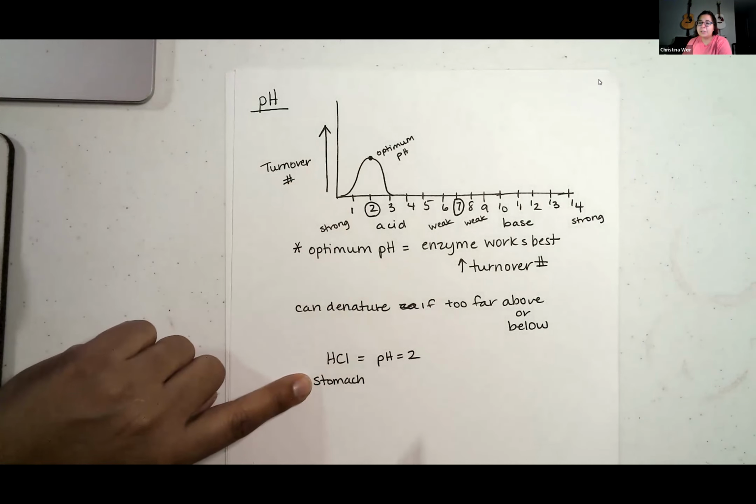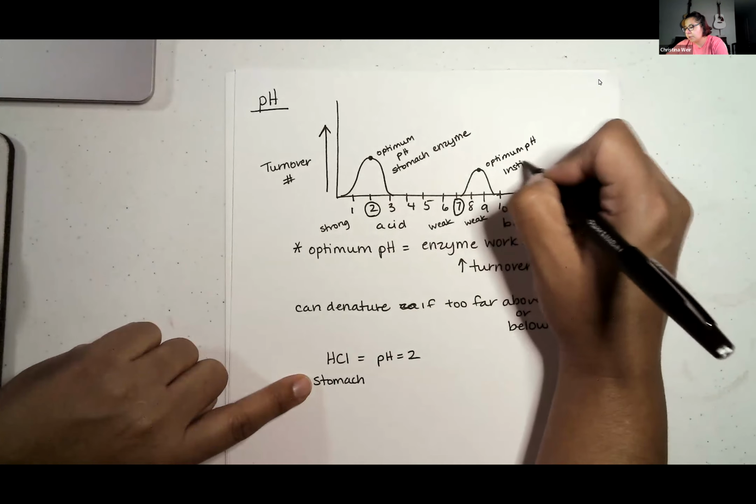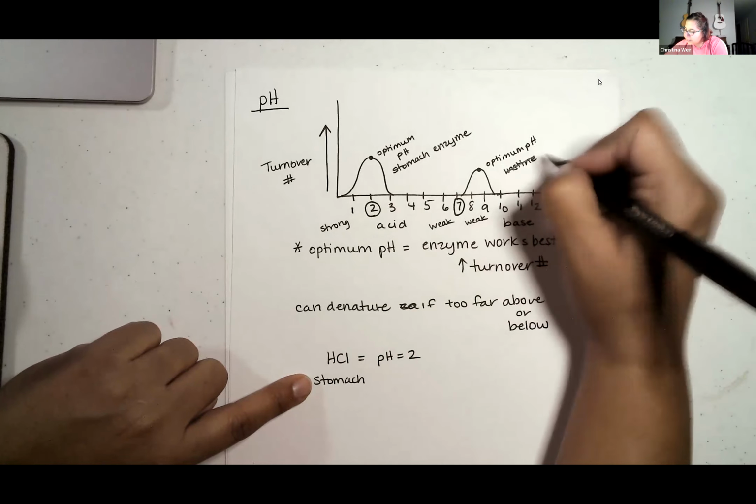But if we have a separate enzyme, let's say one that works in your intestines, the pH is much higher than the pH of your stomach. And so the optimum pH of this separate enzyme might be closer to around 8.5. So this would be something that works in your stomach. And this would be more like something that works in, oops, I can't spell intestines, an intestinal enzyme.